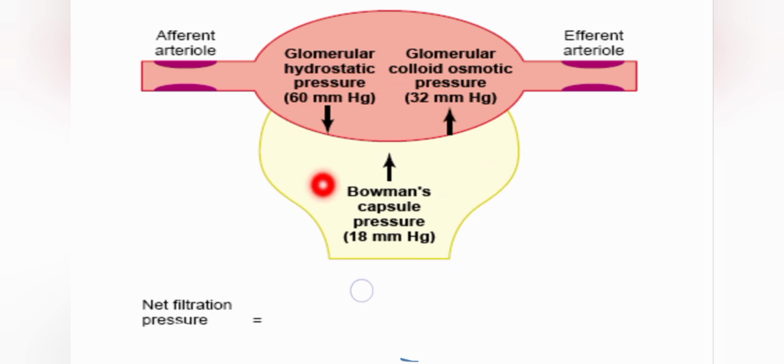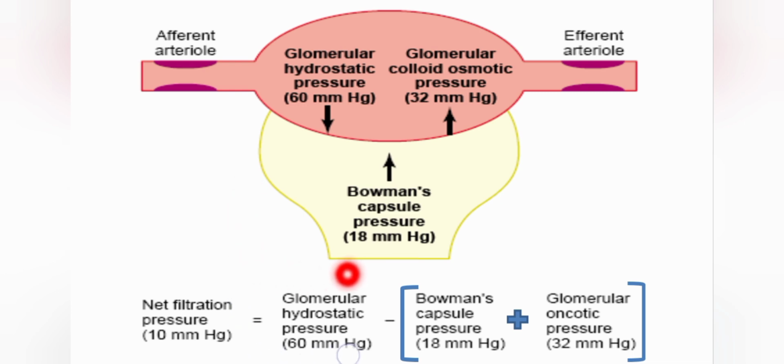So in a nutshell, there are three forces which will determine the GFR. This one is the favoring force, glomerular capillary hydrostatic pressure, and these two are the opposing forces. So we will subtract the opposing forces from the favoring force. 32 plus 18 comes to about 50, and the total favoring force is 60 millimeter of mercury. So 60 minus 50 comes to about 10 millimeter of mercury. So the net filtration pressure is 10 millimeter of mercury.